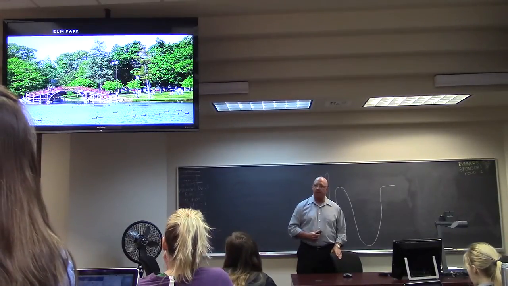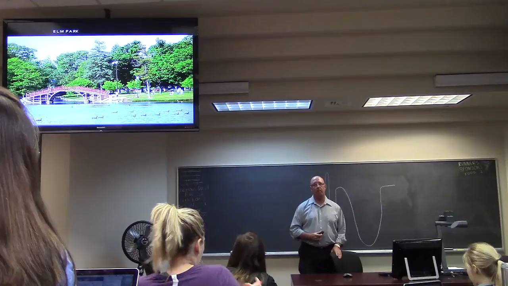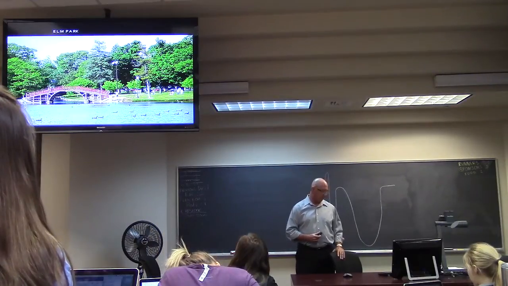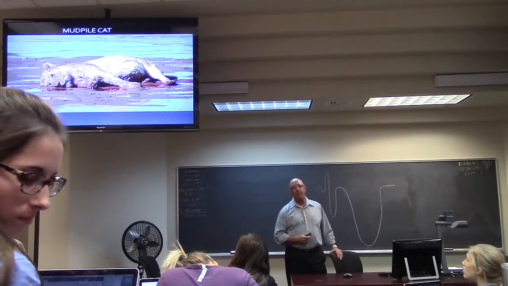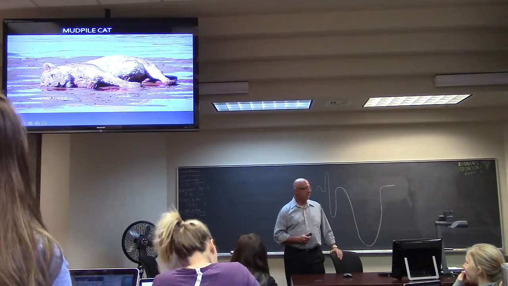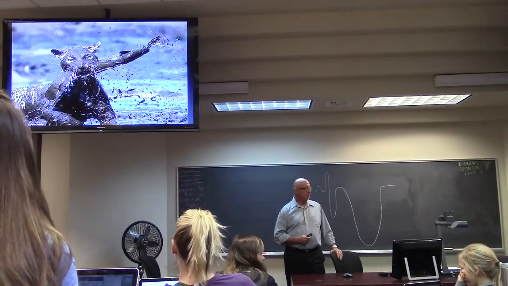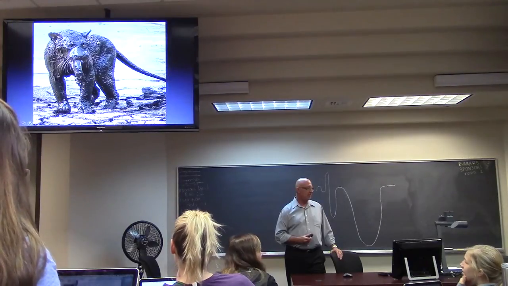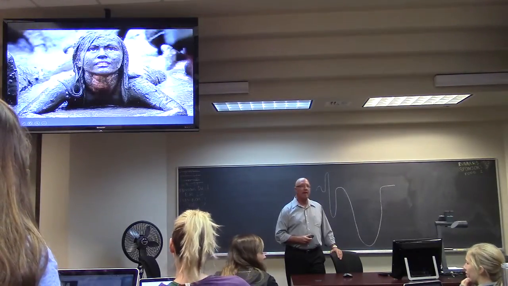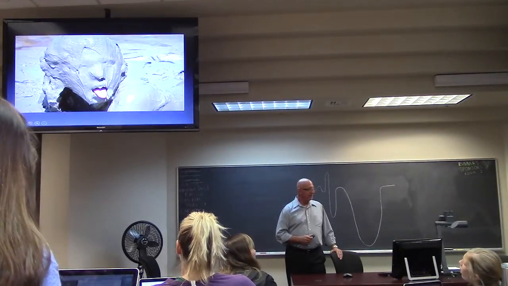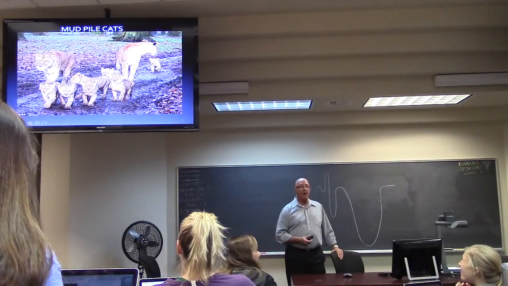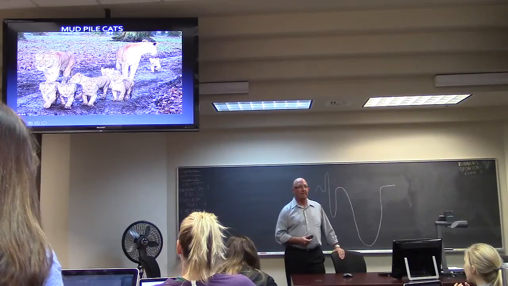An inferior mnemonic is Elm Park. A lot of people use Elm Park. Nice little picture of Elm Park, but not a good mnemonic. Some people use Mud Pile Cat. I got some good pictures of Mud Pile Cats, and even Katniss from the Hunger Games, Mud Pile Cat. This is the one I use, Mud Pile Cats.